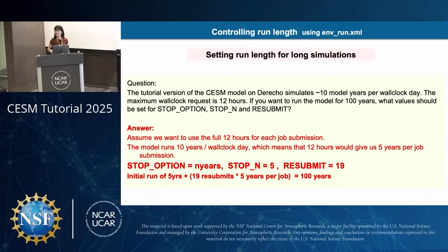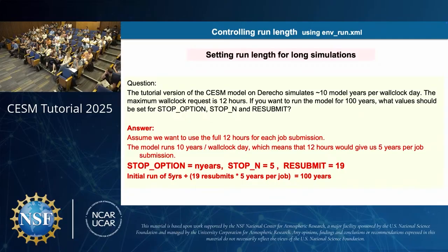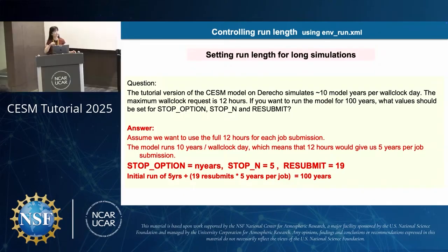Yeah? If, for example, it's 9.5 model years per wall clock day, what happens then? You don't have intermediate restart files, so for 19 resubmissions, it just kind of crashes 19 times. No, because you can specify different options with stop end, right? You don't have to submit a 12-hour job every time.